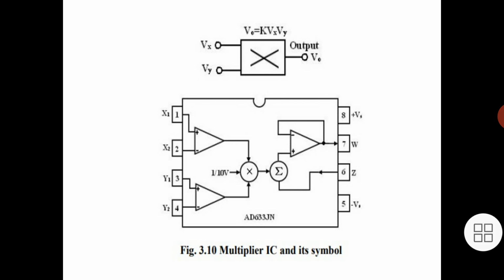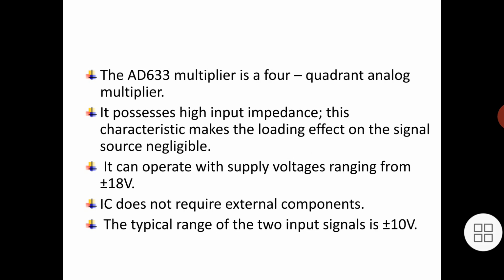The first is the schematic representation, with two inputs and one output, of an analog multiplier, and the next is the schematic symbol of the AD633 multiplier IC. It's an 8-pin IC, and the AD633 is a 4-quadrant analog multiplier. It possesses high input impedance, and this characteristic makes the loading effect on the signal source negligible. It can operate with supply voltages ranging from plus or minus 8 volt to plus or minus 18 volt.